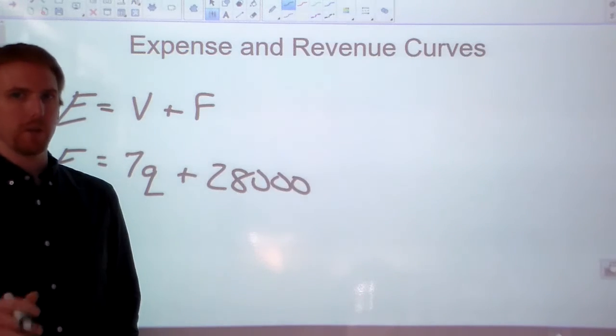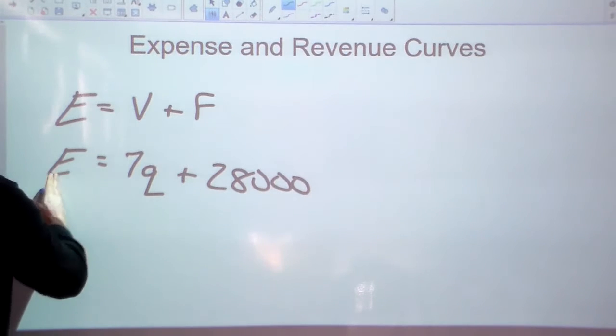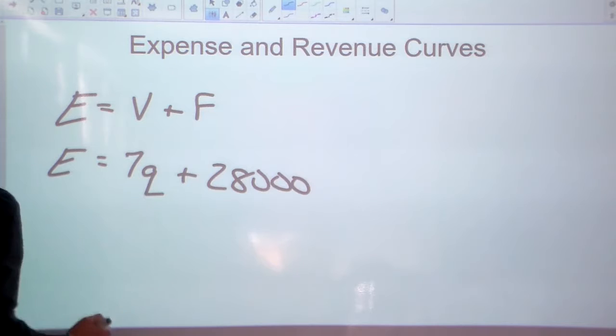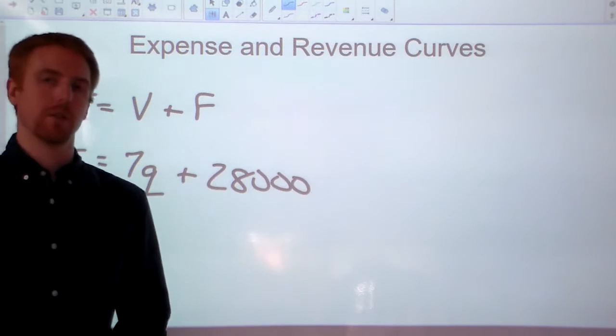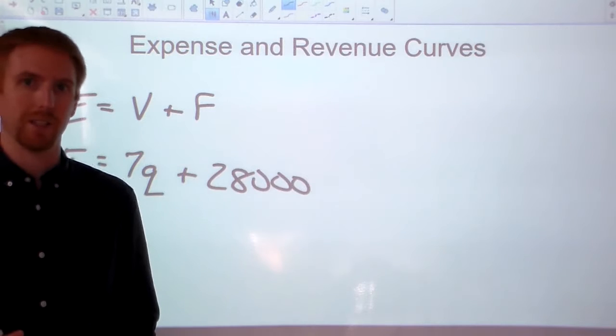This is the first section where you've got to really be careful with terminology. This is expense in terms of quantity. We're going to take it to another level. Now, this is kind of the third level of everything, and this is the final level that we're going to get to with our graphs.